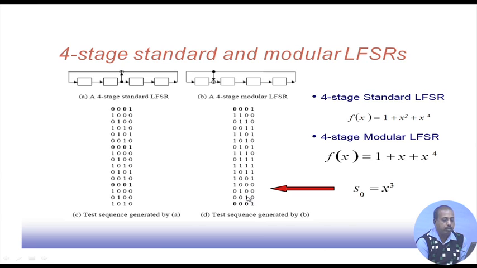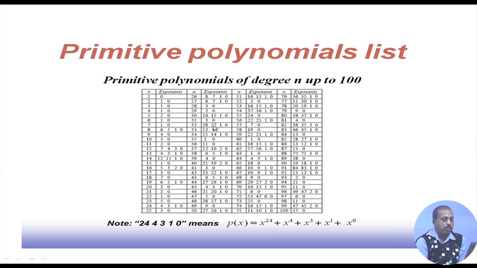At any point of time, you can see the configuration. The initial configuration S0 is x cube, because this bit is set to 1. So, this is 1, x square, x cube, and this cell is x cube. That way, the initial value can also be represented by a polynomial.